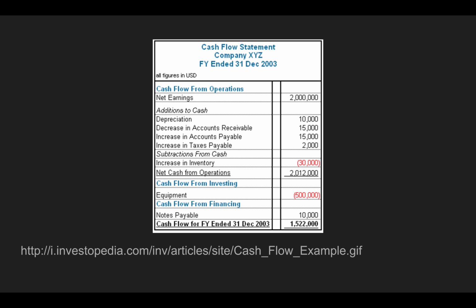So, cash flow for fiscal year ended on the 31st of December 2003. It was $1,522,000. So, what does that mean to you? Well, you earned $2 million. The big red flag for me, or the thing that I would be most interested in learning more about, was the equipment purchase.